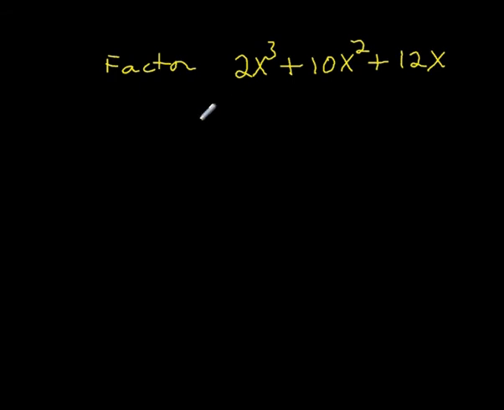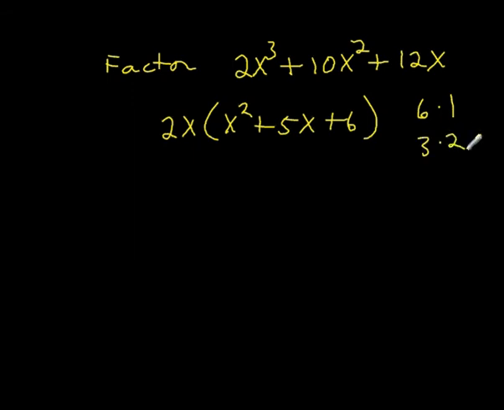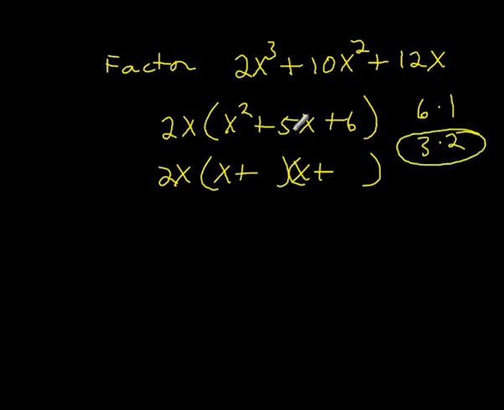So one more. We notice that I do have a common factor. I've got a 2 and an x. That leaves me with x squared plus 5x plus 6. Now I see that my a value is 1. So my factors of 6 are 6 times 1 and 3 times 2. Since everything is positive here, in my two parentheses, I'm going to have 2 x's and 2 plus signs, and the ones that add to be the middle term are 3 and 2.